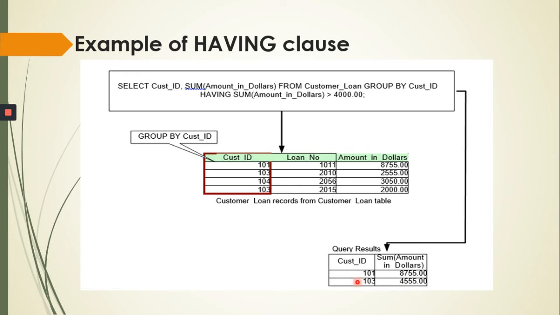Okay, so 103 is here, but for 104 the condition is not satisfied, so 104 will not be in your output. So this is the having clause. If we want to select some rows and reject some rows, then we have to provide the having clause with some search condition.